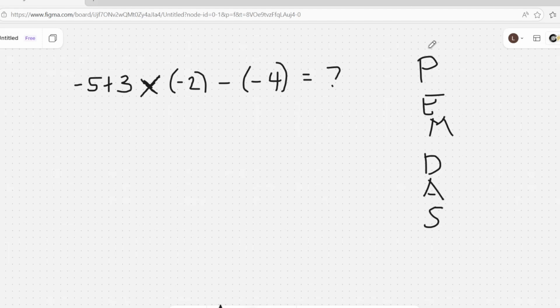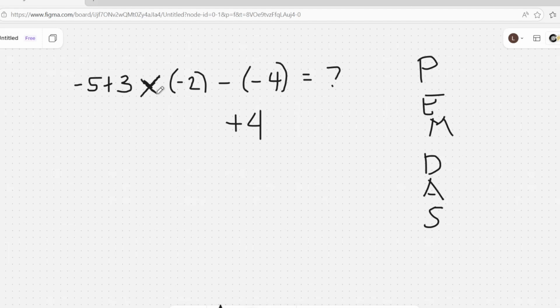So recalling parentheses, first is to check for parentheses. So negative times negative 4 is positive 8. So I mean positive 4. So it will be positive 4. And exponent. So we don't have any exponents.